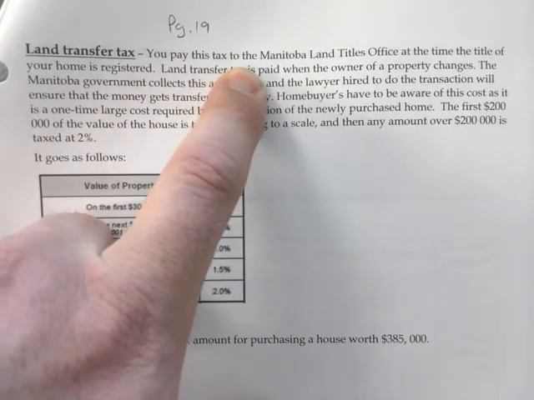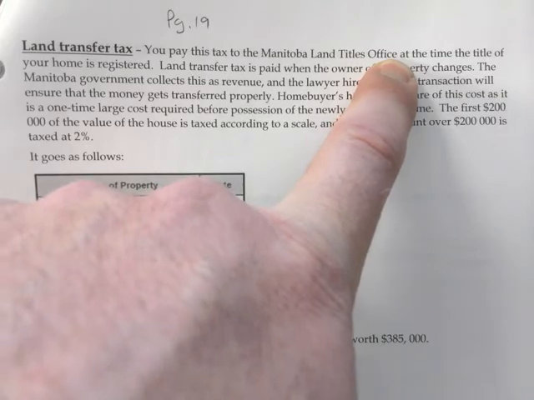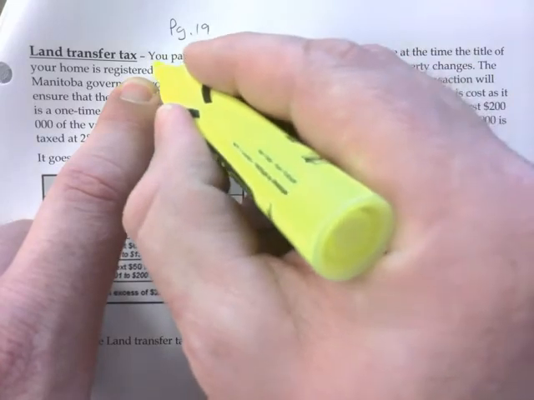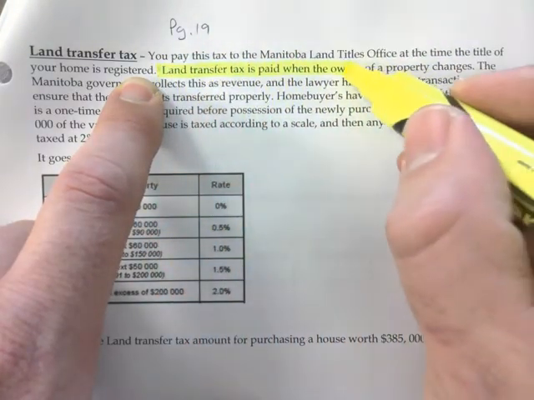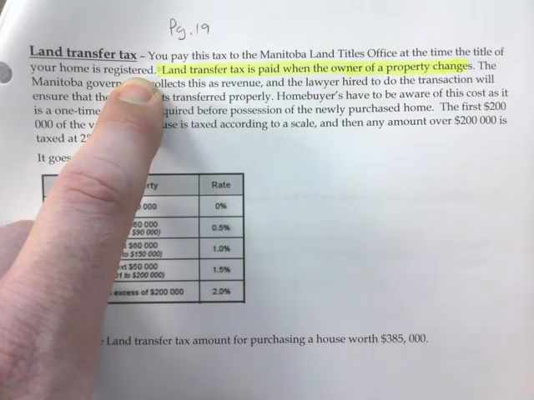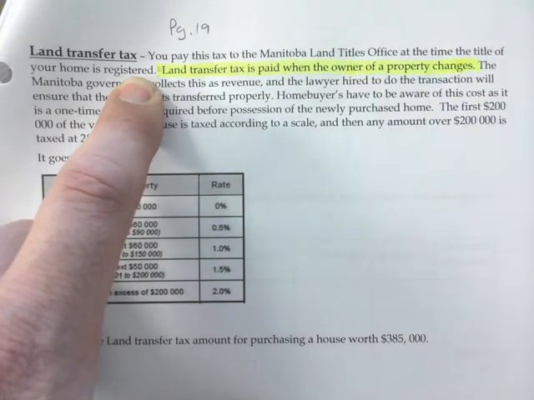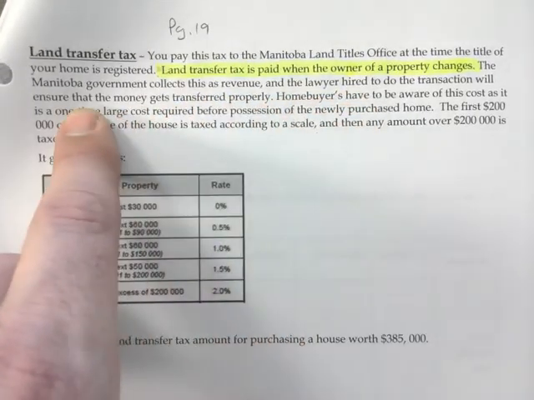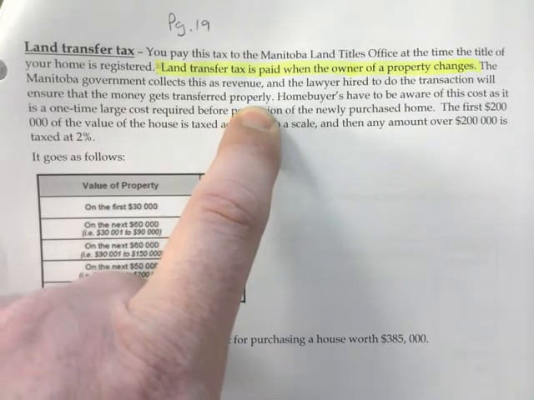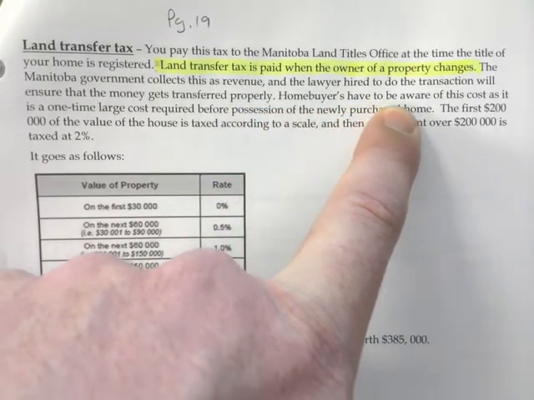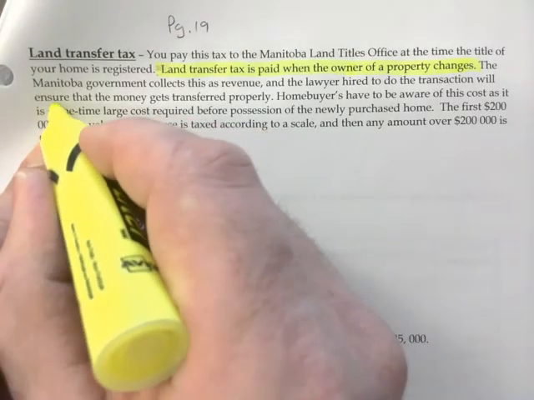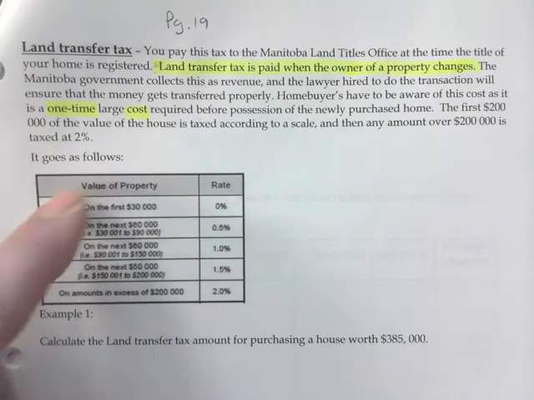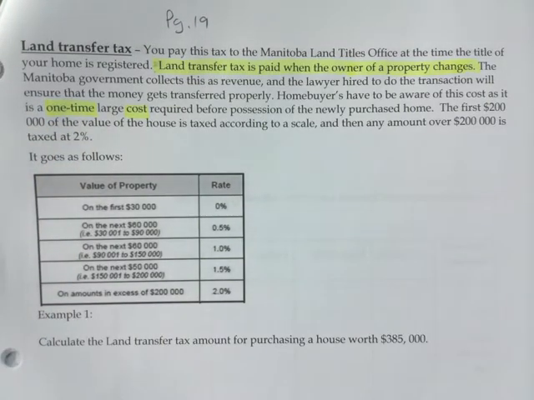Okay, you pay this tax to the Manitoba Land Titles Office at the time your home is registered. Here's what I want you to highlight. Land transfer tax is paid when the owner of the property changes. The Manitoba government collects this as revenue, and the lawyer hired to do the transaction will ensure that the money gets transferred properly. Home buyers have to be aware of this cost, as it is a one-time cost. It's a large cost, by the way, before possession of the newly purchased home.